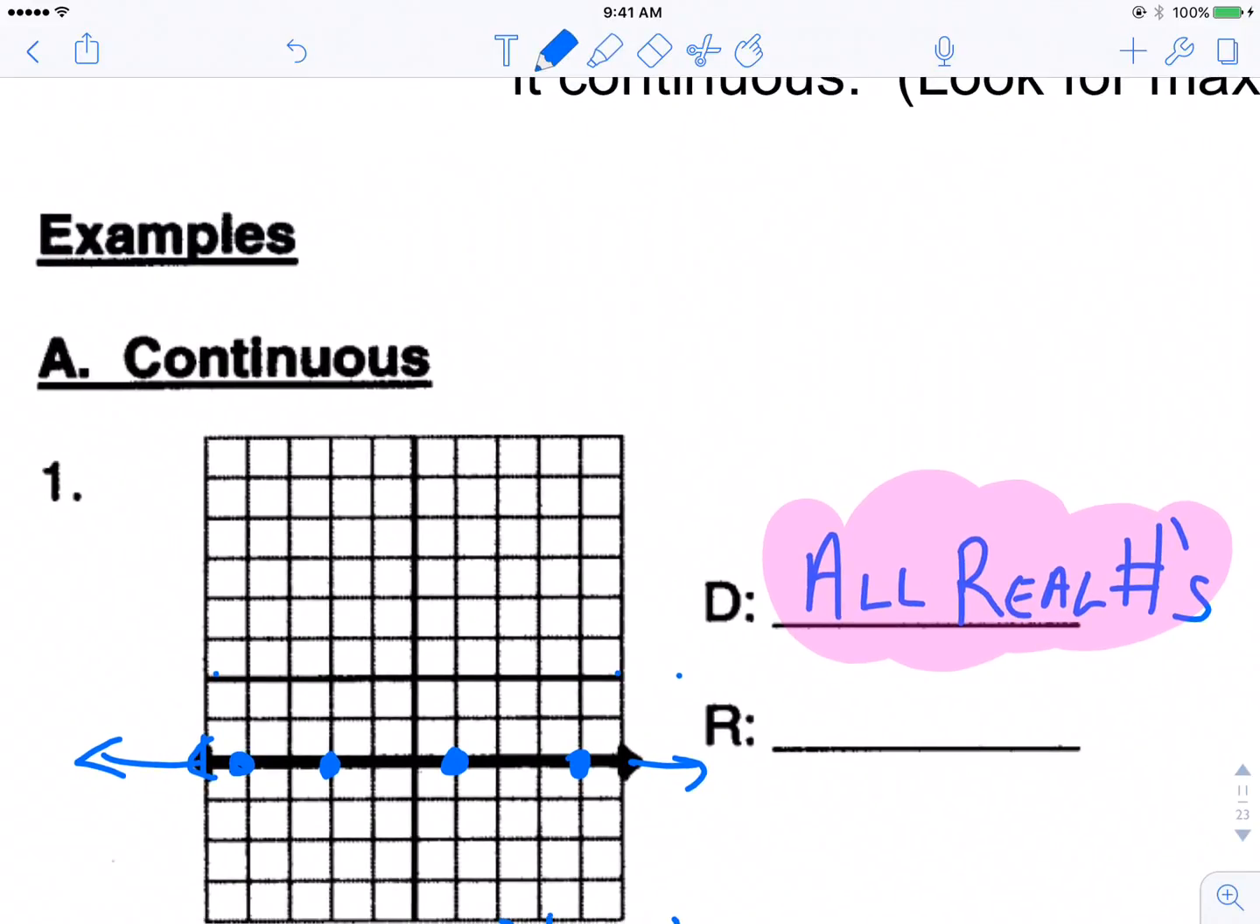We could also write x's domain is all real numbers. So that's a fancy symbol. It's like a double-backed capital R. Or you might see x's domain, this fancy rounded E, is all real numbers. All means the same thing.